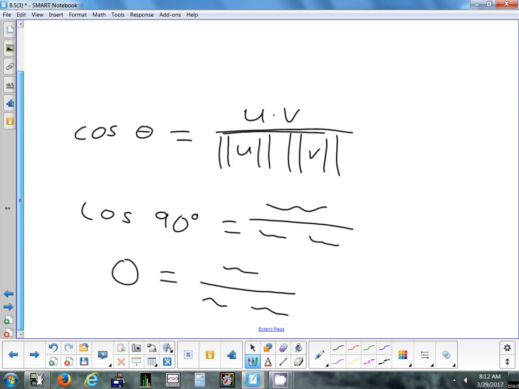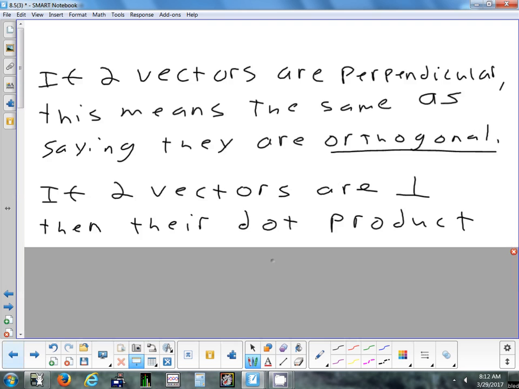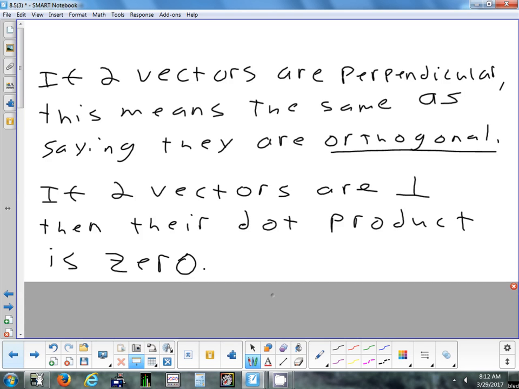It doesn't matter what's in the bottom. The only way a fraction can ever come out to 0 is if the numerator comes out to 0, and the numerator is the dot product. So that's the shortcut for figuring out if two vectors are perpendicular. The dot product has to come out to 0. There's no point in going any further and checking the magnitudes. That doesn't matter.